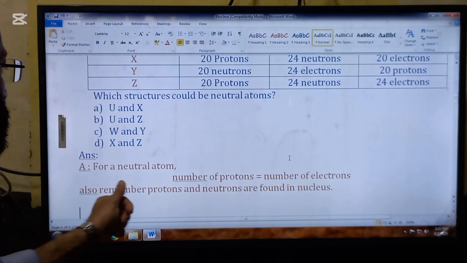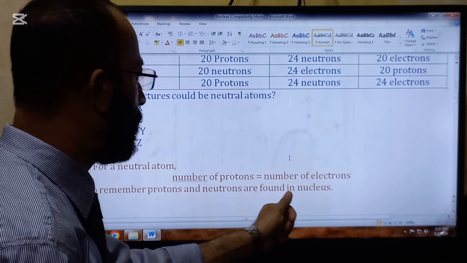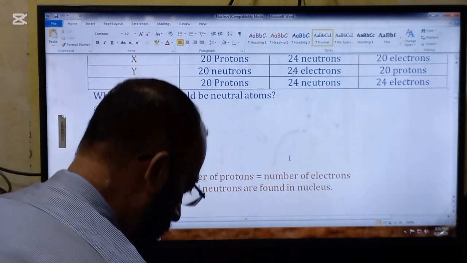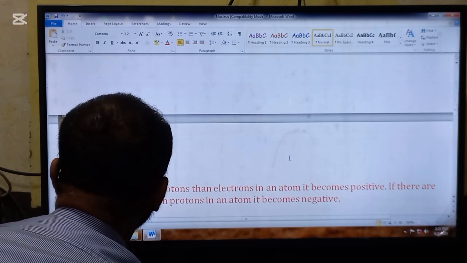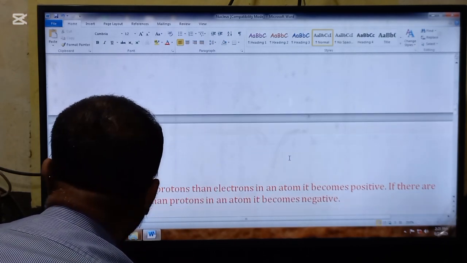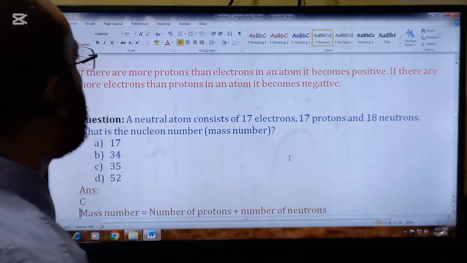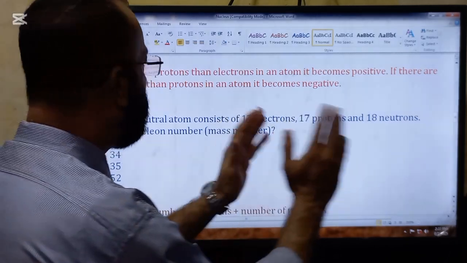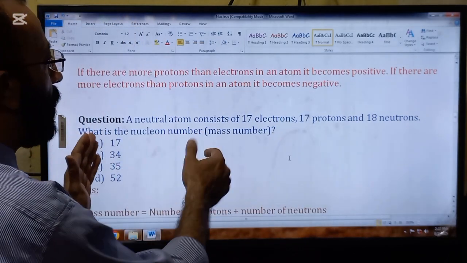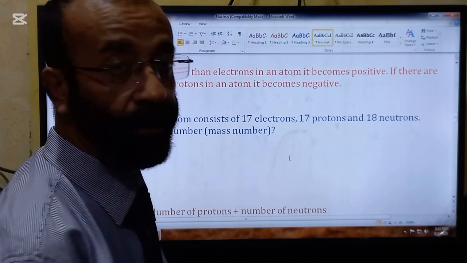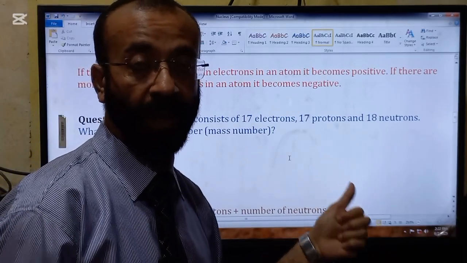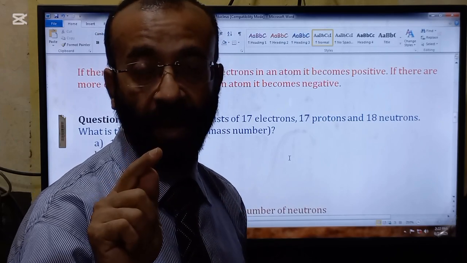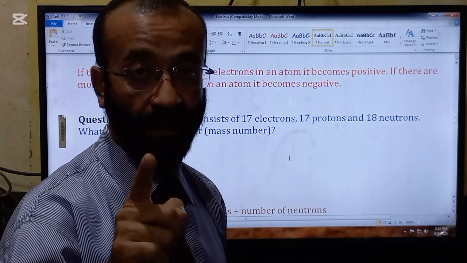So look now, for a neutral atom, the number of the protons should be equal to the number of the electrons. Also remember, protons and neutrons are found in the nucleus. An exam tip for you is, if there are more protons than electrons in an atom, it becomes positive. And if there are more electrons than protons in an atom, it becomes negative. So this is a very important point. If there are more protons than electrons, the atom will be positive. And if there are more electrons than protons, the atom will be negative.